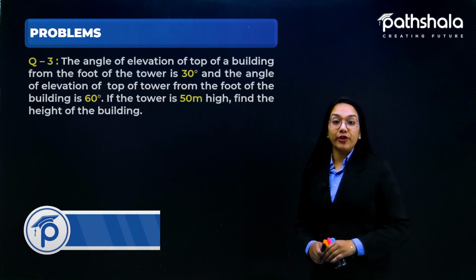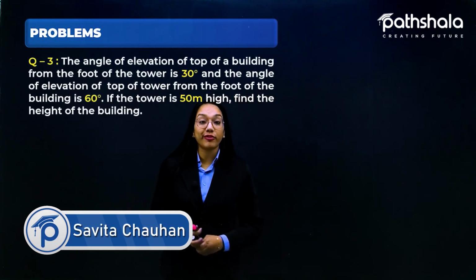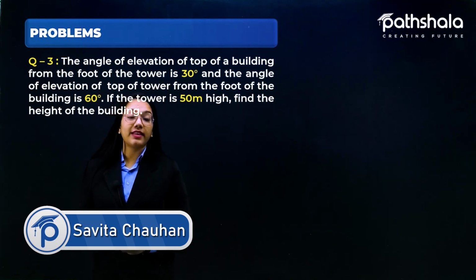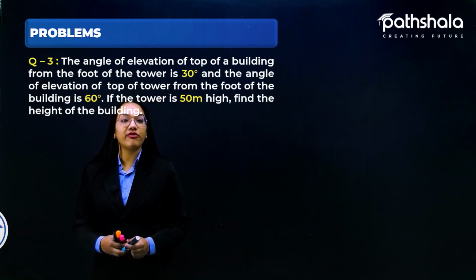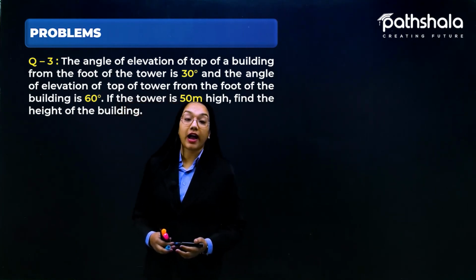Now let's move on to the next question, which says: the angle of elevation of the top of the building from the foot of the tower is 30 degrees, and the angle of elevation of the top of the tower from the foot of the building is 60 degrees. If the tower is 50 meters high, find the height of the building.